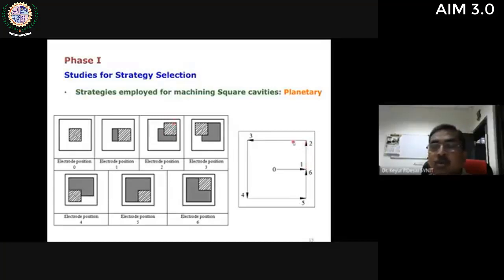This is the extreme position of the tool corresponding to position 2. And then the tool was moved to point number 3 corresponding to this figure. Then it was moved to 4, 5, 6 and then 0. This was the planetary movement that we adopted at first stage.